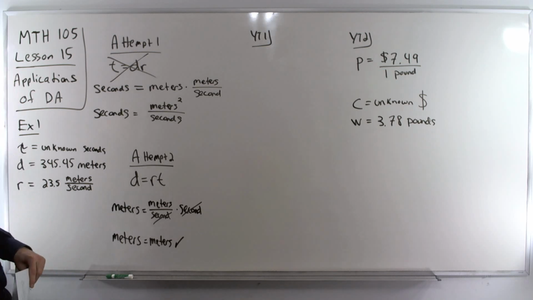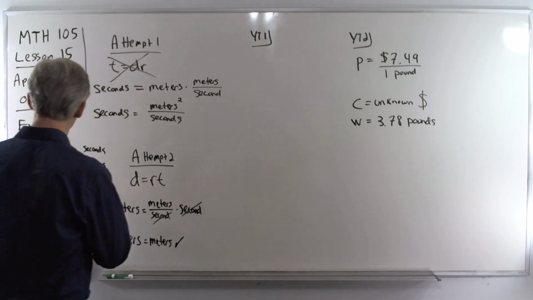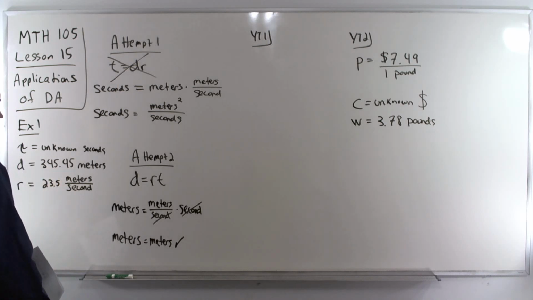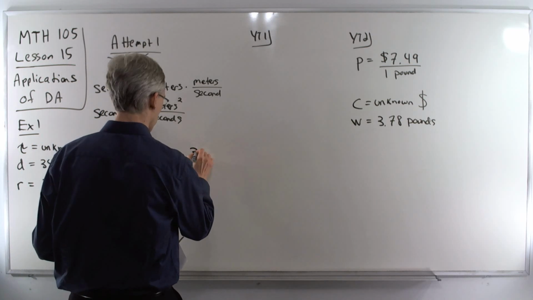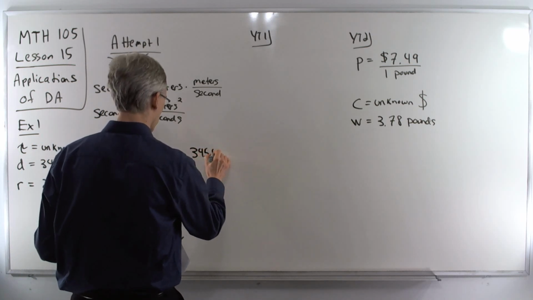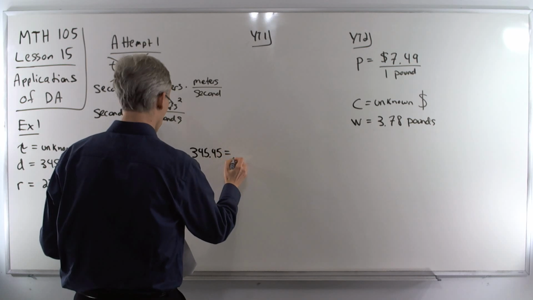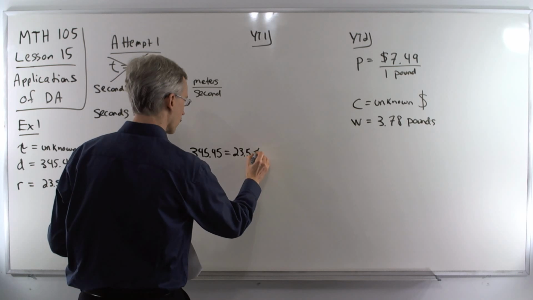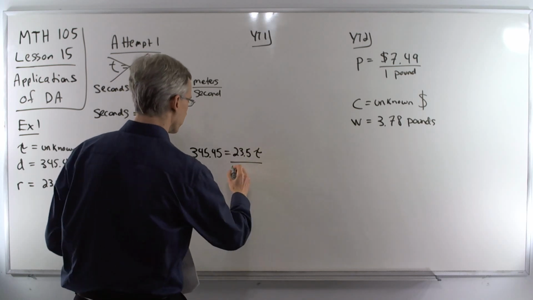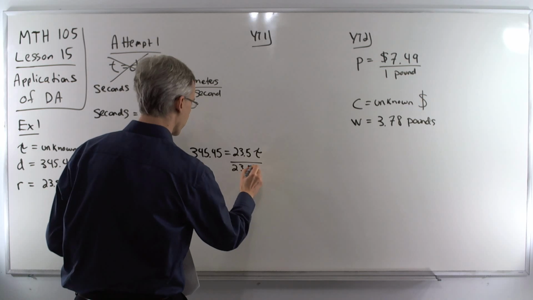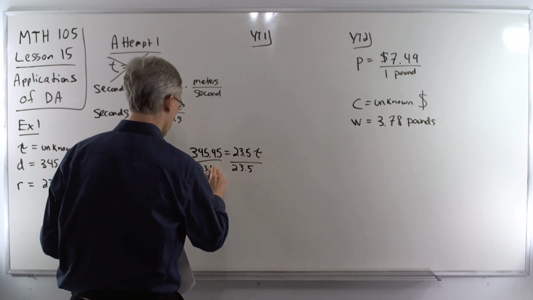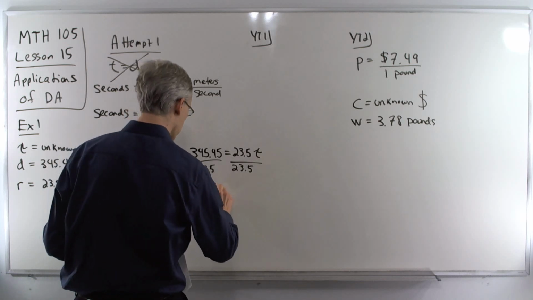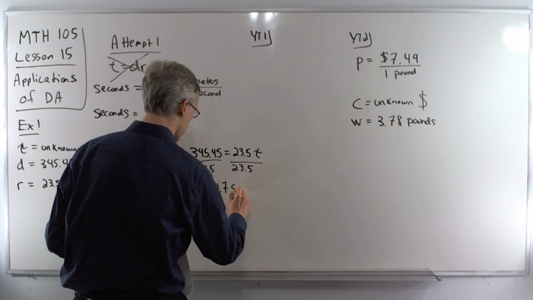So plugging in the values then, we've got 345.45 for d, 23.5 for r. And then solving for t, divide both sides by 23.5. And that gives us a t of 14.7 seconds.